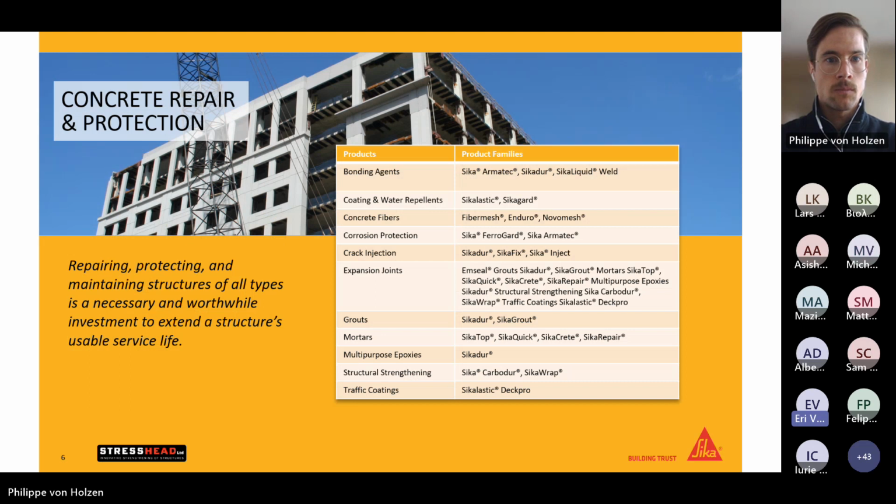Within the concrete repair and protection, if you're in the US, a lot of these brands hopefully look familiar to you. We offer a wide range of bonding agents, expansion joint material, grouts and mortars, epoxies, as well as structural strengthening. And some of our brands for structural strengthening include Sika Carbodur, Sika Corab, as well as the CarboStress system.